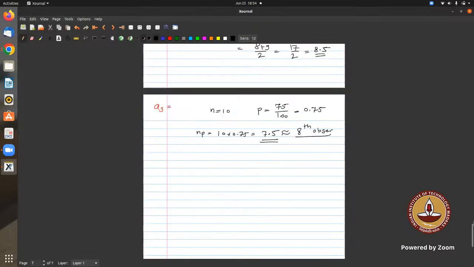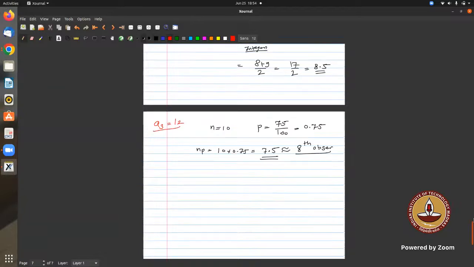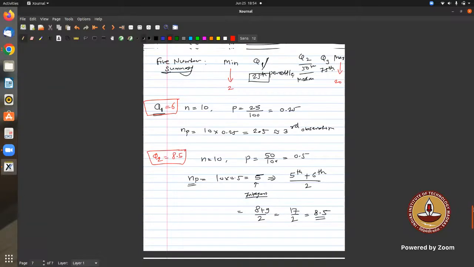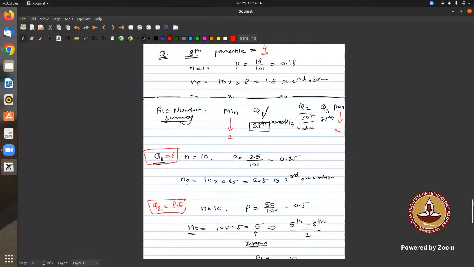What is the value of Q3 here? 12. Now, if I go to the 5-number summary, I have found all the values. Q1 is 6, Q2 is 8.5, and Q3 is 12. So this is the 5-number summary.